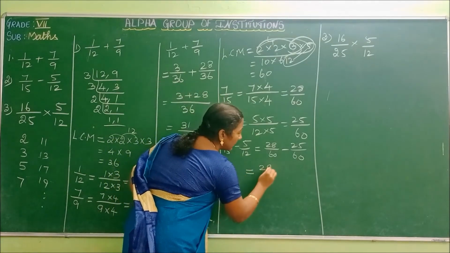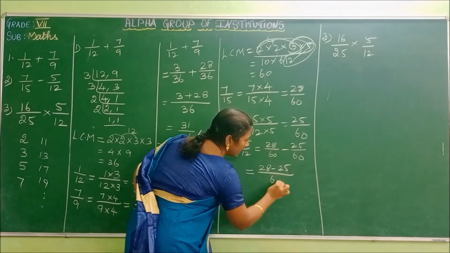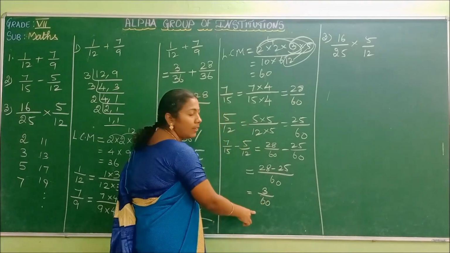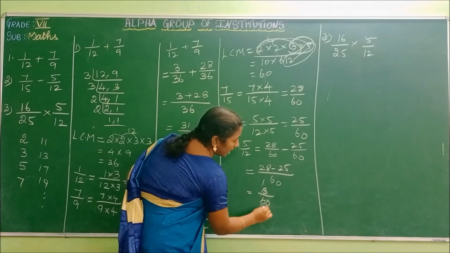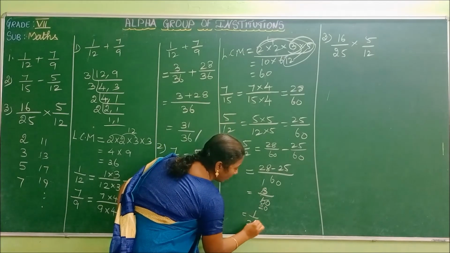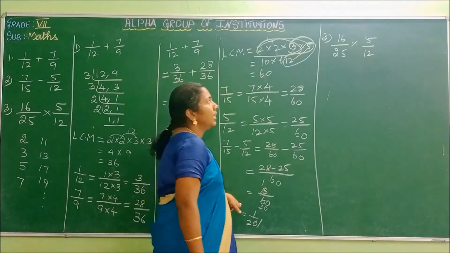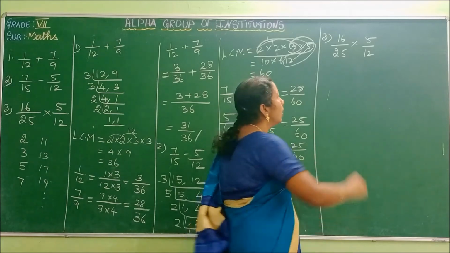How can we subtract? By subtracting their numerators. So 28 minus 25 by 60. So what is the answer? 3 by 60. You can also divide this by the 3 table. 1 3 is 3, 2 3 is 6, 20 3s are 60. So 1 by 20. So we got the answer 1 by 20. I hope you understand.